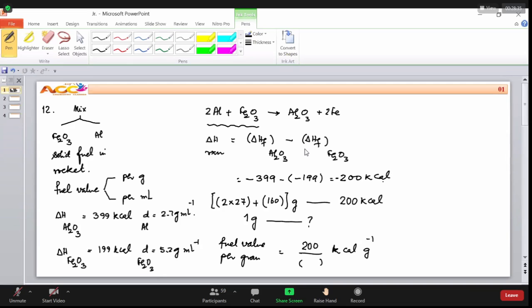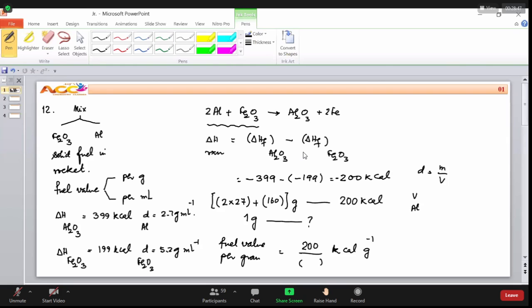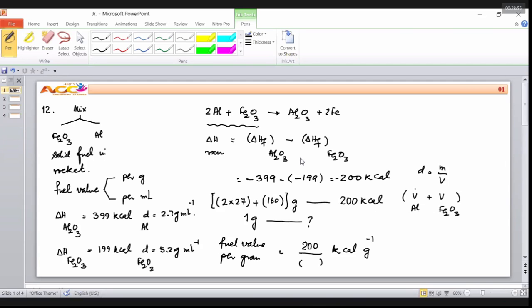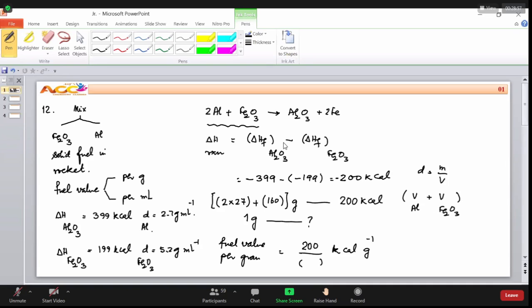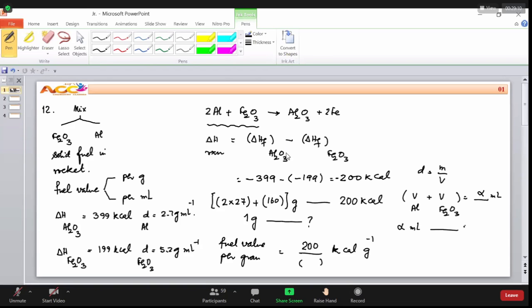Now, some of you may get an idea to do the next problem. Very simple, sir. Let us go for volume. How to go for volume? Density is equal to mass by volume. Therefore, volume of aluminium plus volume of Fe2O3. Mass, you know it. Density is given to you. See, the density of aluminium is given, density of Fe2O3 is given. This is total volume. How many ml? Alpha ml. Okay, alpha ml is equal to 200.